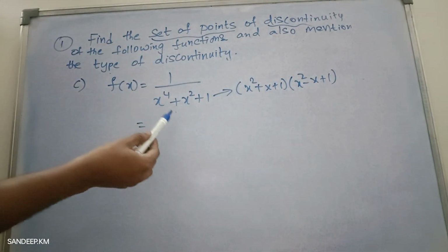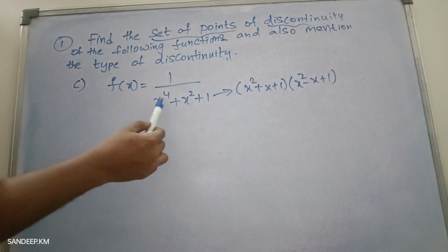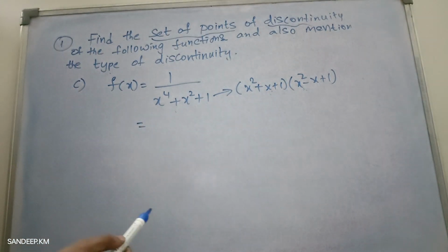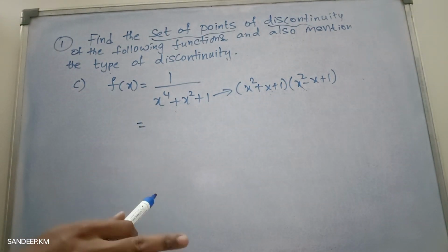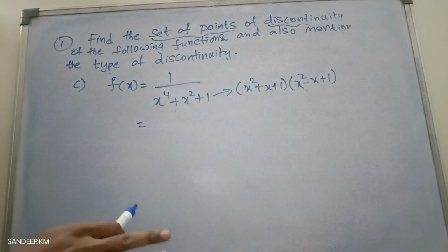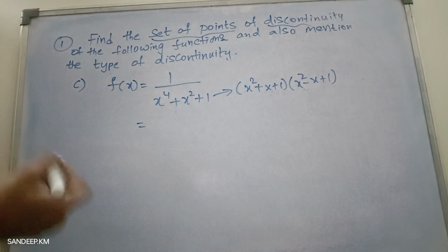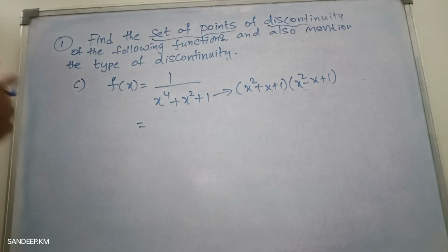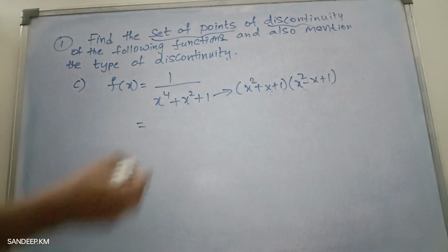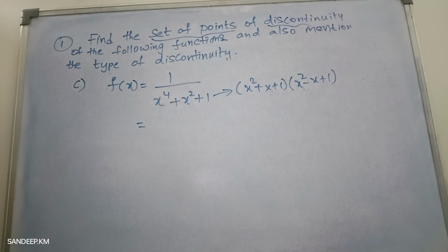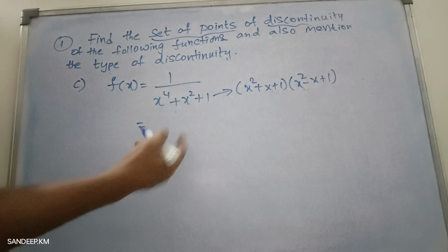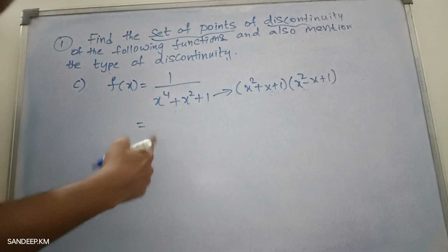It's an important identity to remember. x power 4 plus x square plus 1 is equal to the product of these two polynomials. It's very important, and if you remember this factorization, it will be useful in many questions in algebra, in calculus, and in many chapters. So try to remember this directly. However, I will teach you how to factorize it, and how to get this product.